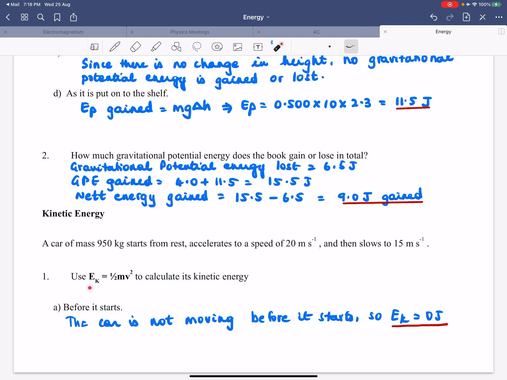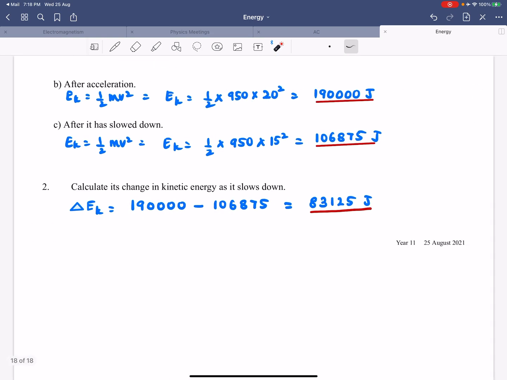So use EK is half mv squared to calculate the kinetic energy. Before it starts, it's not moving, so it has 0 kinetic energy. Okay, but when it accelerates, then your EK is half mv squared. So don't forget to square the 20, so you get this as your answer. And when it slows down, it's got a different speed, so that's your half, that's your m, and that's your new speed. And you get this number.